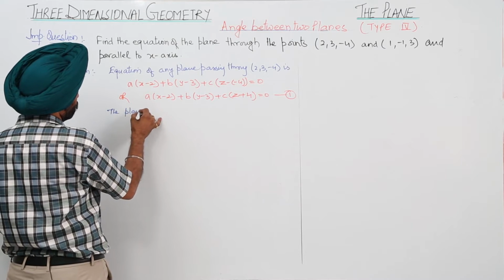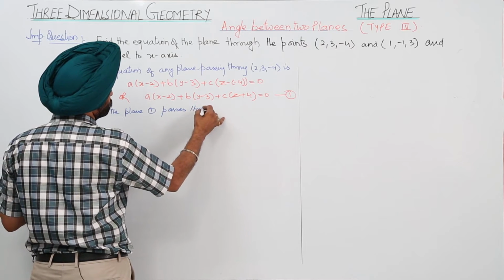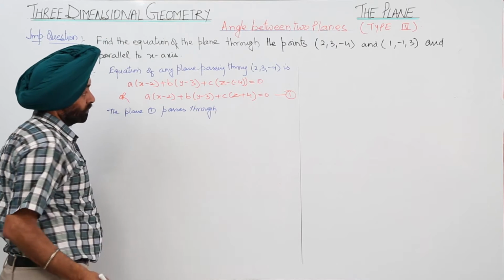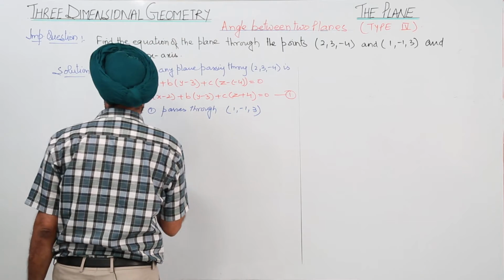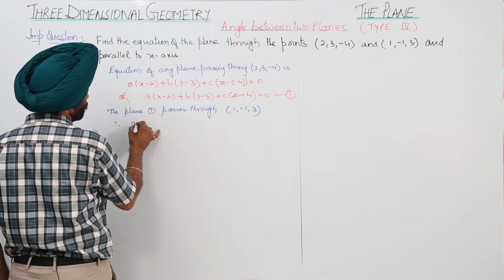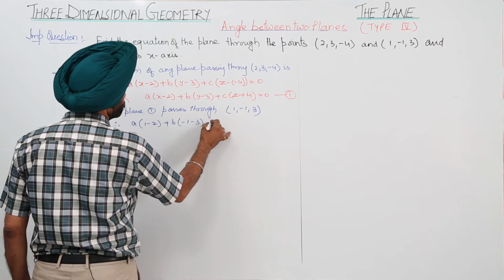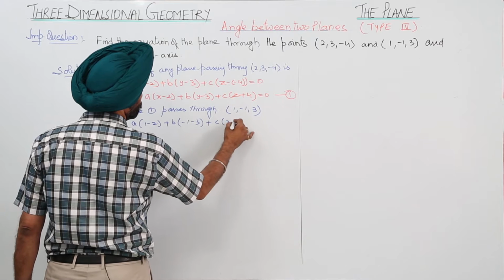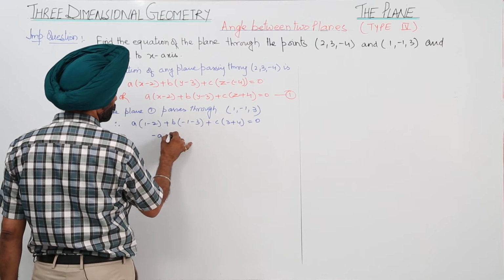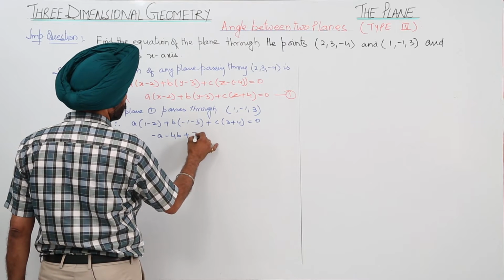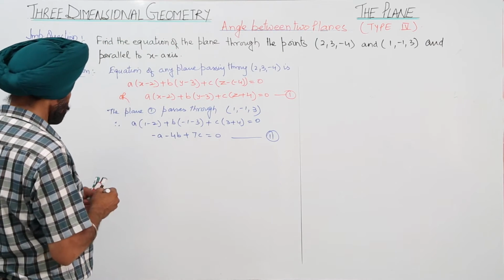Now the plane passes through the second point. Now it passes through (1, -1, 3). Therefore a(1 - 2) + b(-1 - 3) + c(3 + 4) = 0, or this is -a - 4b + 7c = 0. Equation 2.